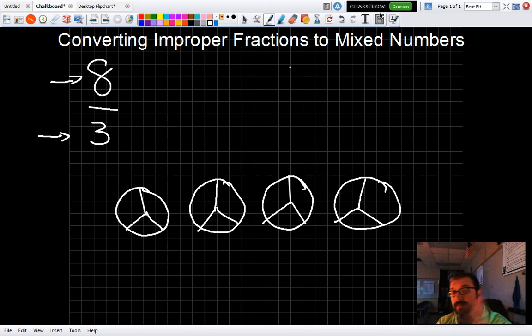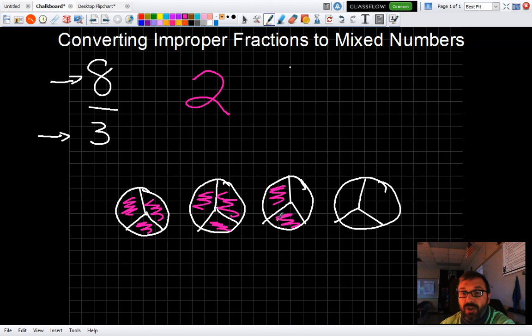Now, 8/3, what does that actually mean? Well, I've drawn 4 circles down here, and they're all cut into thirds. So we have 8 pieces of 1/3. So let's go on ahead and count that out. We have 1, 2, 3, 4, 5, 6, 7, 8. So I have 2 whole pieces. I have 2 sets completely done. So I'm going to have 2, and then I have 2 extra thirds over here. So that would be represented as the fraction 2/3. So 8/3 converts to 2 2/3.